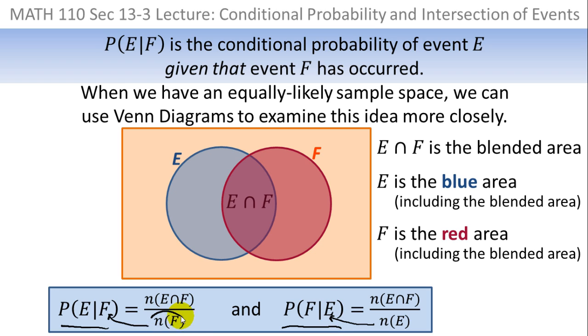If you want to know what goes in the denominator, you always look at the given that. The numerator is always the overlap.